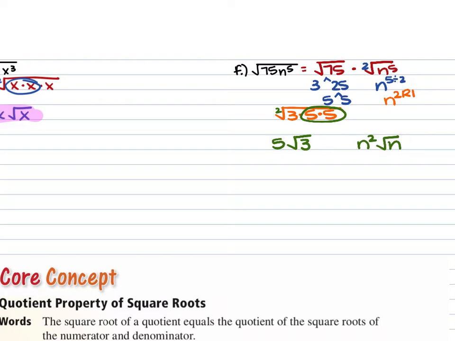From here, we're just going to combine these two. When we combine these two and we multiply them, we're just multiplying the two terms on the outside, and then on the inside, we multiply those two terms. So we're literally doing 5 times n squared times the square root of 3 times n. The 5 times n squared is just 5n squared, and 3 times n gives us the square root of 3n.